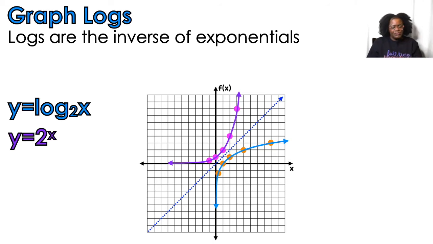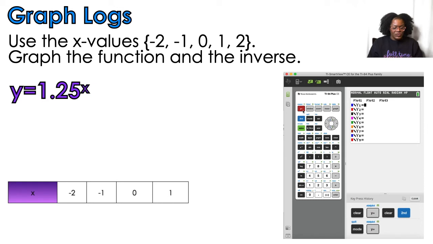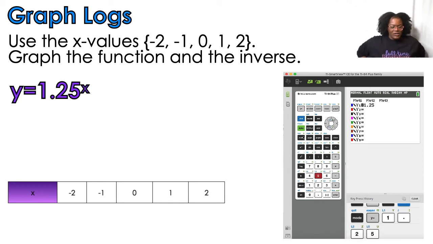Use the x values negative 2, negative 1, 0, 1, 2, every math teacher's favorite x values, and we're going to graph the function and the inverse. So let's say I have y equals 1.25 to the power of x. I'm going to put that into the calculator and get a table. Let me set up my table first, and then we're going to put that function into the calculator.